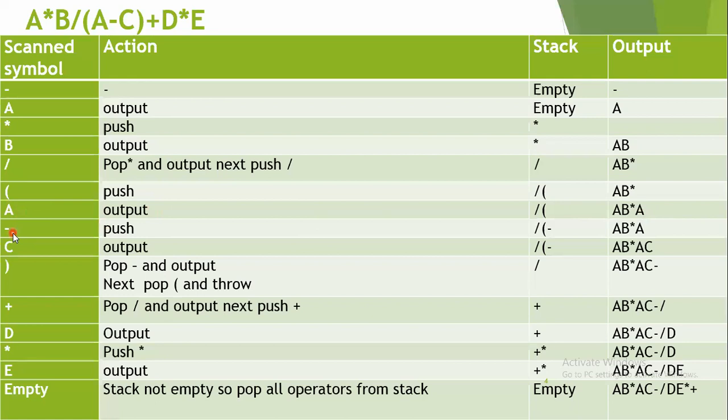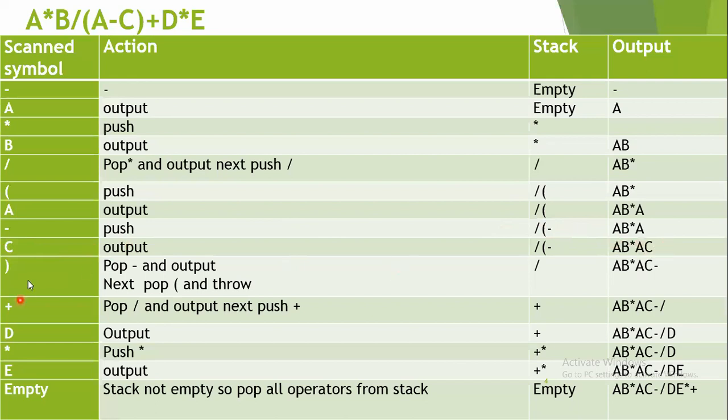Next symbol that is scanned is minus, the subtraction operator. And because the topmost element of this stack is an opening parenthesis, what you have to do, without checking any condition, is push this minus operator onto the top. So after the parenthesis, minus comes, and the next symbol that is going to be scanned is C, which is an operand. Because it is an operand, you are going to directly output it on the output side.